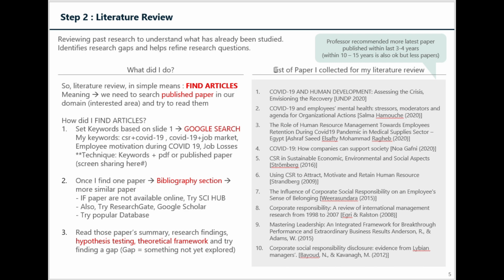So I listed some papers like this. At that time they were new papers, and then my professor recommended I go for the latest papers, like 3 to 4 years old, not more than that. Within 10 years is also fine, but I need to have fewer papers. So this is what I did in the literature review.